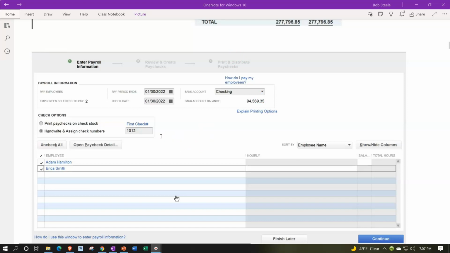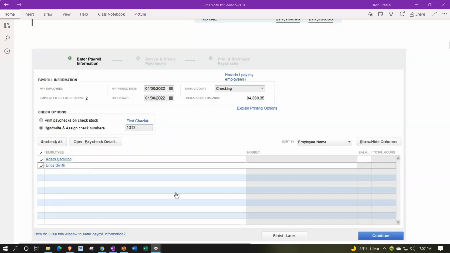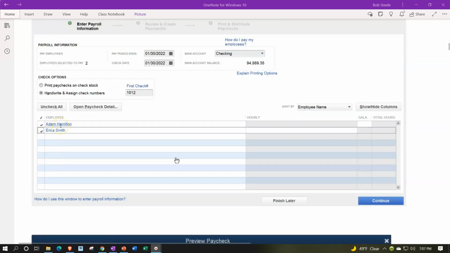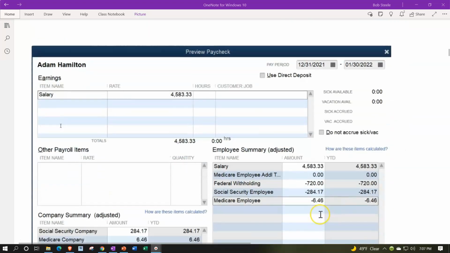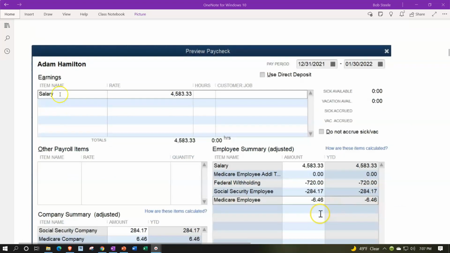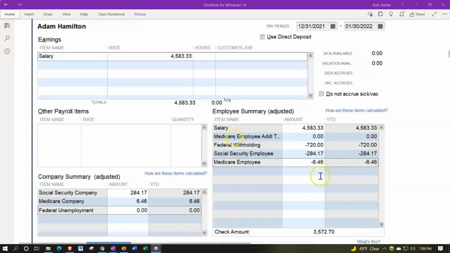We've then got the handwritten number here for the check numbers, and then we check the two items off. We're going to go into each of those items to add the manual information here. So if I go in there to Adam Hamilton, it's a salaried employee, so the salary is being calculated for us. That part is even calculated in the manual system. But down here, we have all the withholdings, which are not calculated automatically, and would be if we had the payroll paid for instead of the manual payroll here. So we're going to be putting in the payroll.